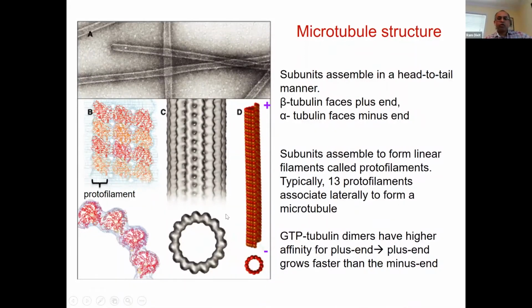You can have other variations, particularly in a test tube. You can control conditions to form microtubules that have 13 or 15 or even more protofilaments, but in most cells, it's 13 protofilaments that come together to form a microtubule.